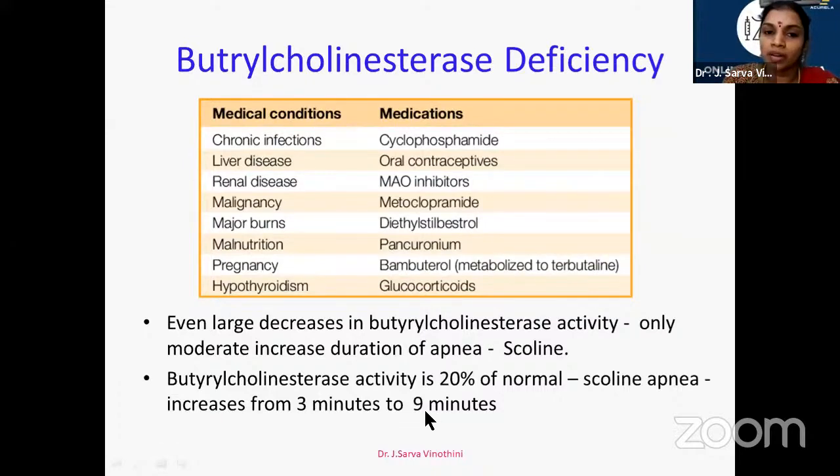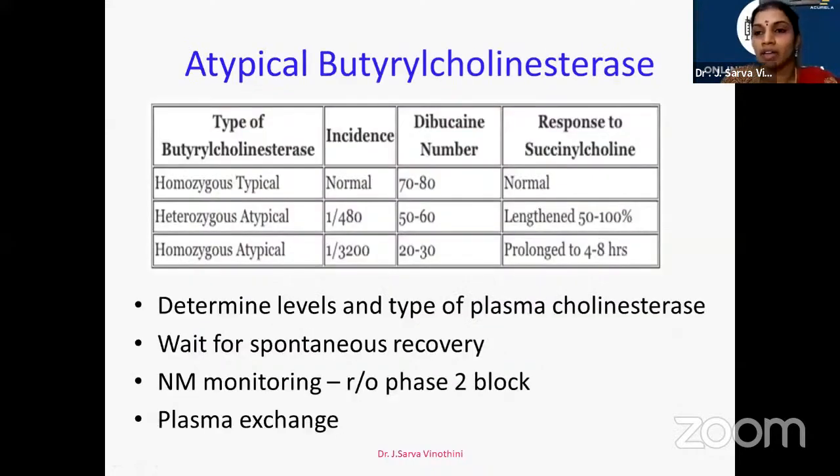So the most probable reason for our patient having apnea for more than an hour might be the presence of an atypical butyrylcholinesterase. How do we determine if the patient has atypical butyrylcholinesterase? In atypical butyrylcholinesterase, there is a mutation in the butyrylcholinesterase enzyme, and so it is not able to metabolize succinylcholine in the same way as it usually metabolizes.